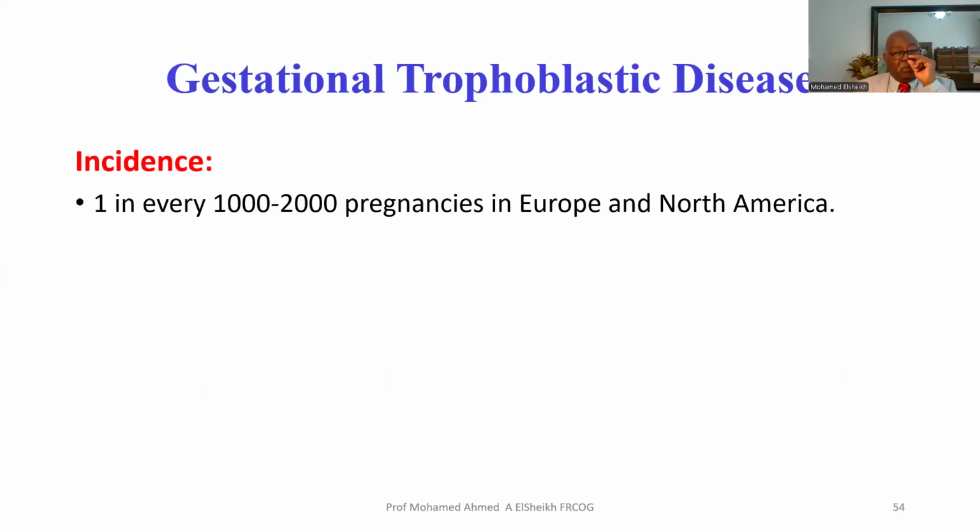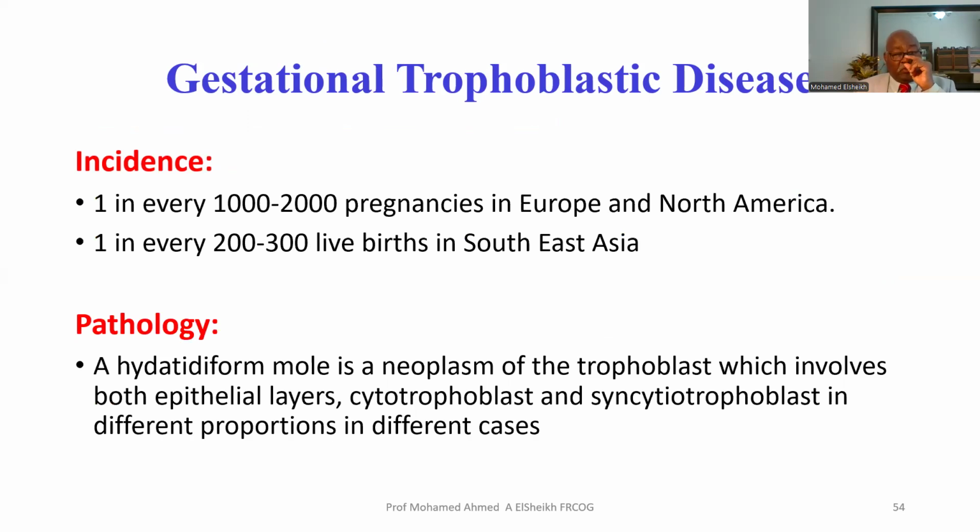So we move to the last part of our talk, gestational trophoblastic disease. We talked about the ectopic: possible etiological factors, presentation, diagnosis, management. We go to gestational trophoblastic disease as the third cause of bleeding early in pregnancy.